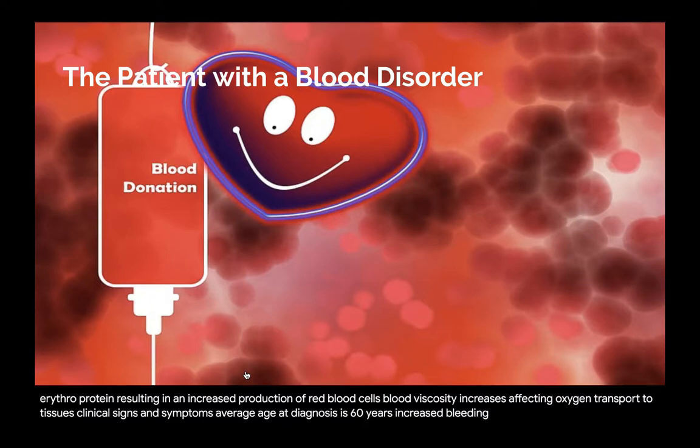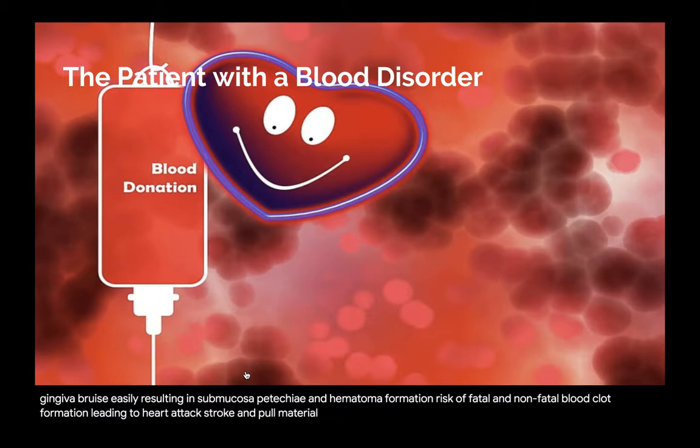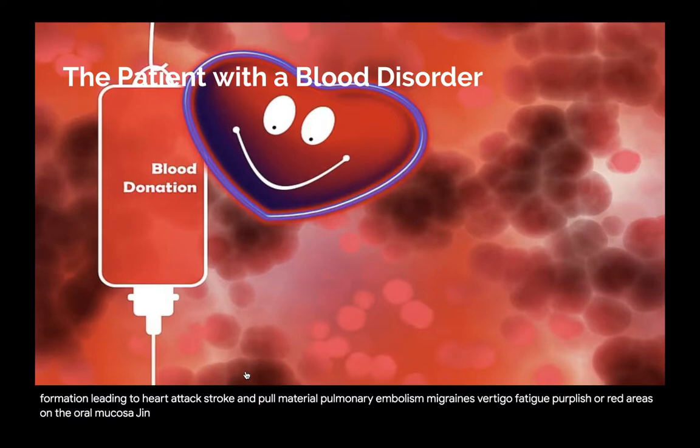Increased bleeding risk with spontaneous bleeding of the gingiva. Bruise easily, resulting in submucosal petechiae and hematoma formation. Risk of fatal and non-fatal blood clot formation leading to heart attack, stroke, and pulmonary embolism. Migraines, vertigo, fatigue, purplish or red areas on the oral mucosa, gingiva, lips, or tongue.